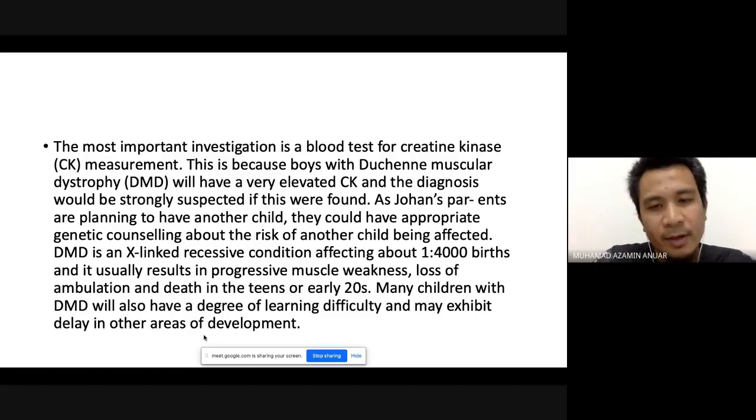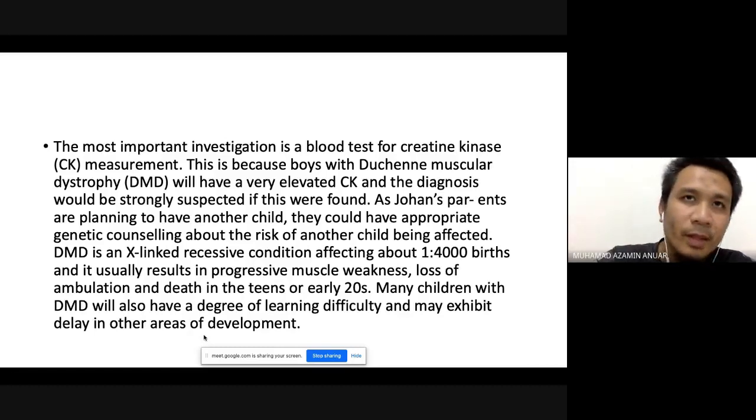And because the parents want to have another child, they need genetic counseling, because there's a risk of the child being affected if the child is a boy. And obviously it's X-linked recessive, so the mutation is coming from the mom. Most children with Duchenne have progressive muscle weakness. Some of them will end up bedridden, wheelchair bound by early teenage years if they're not managed properly.